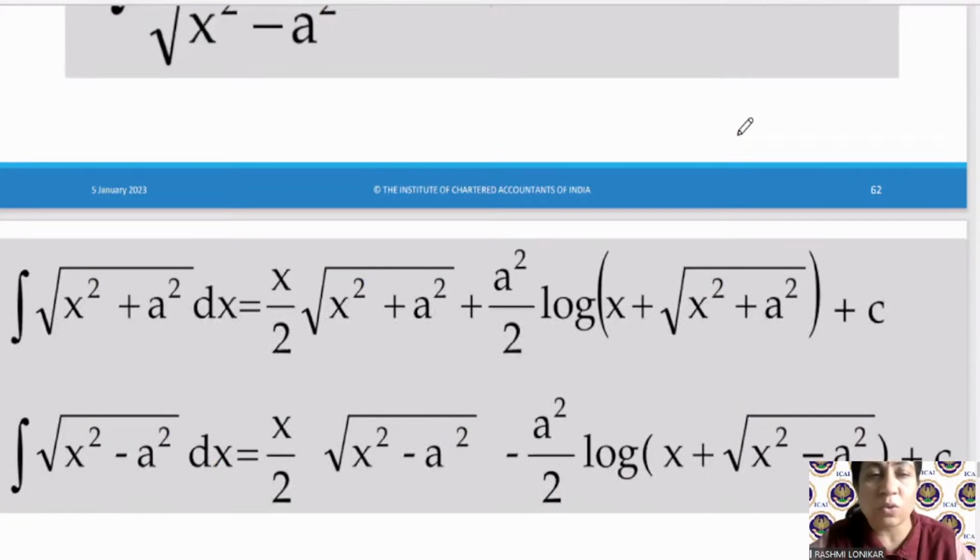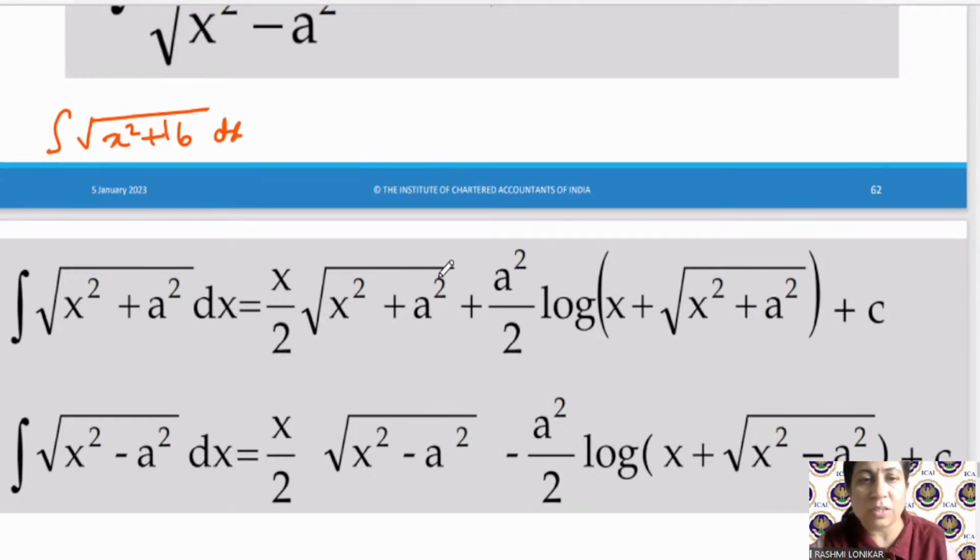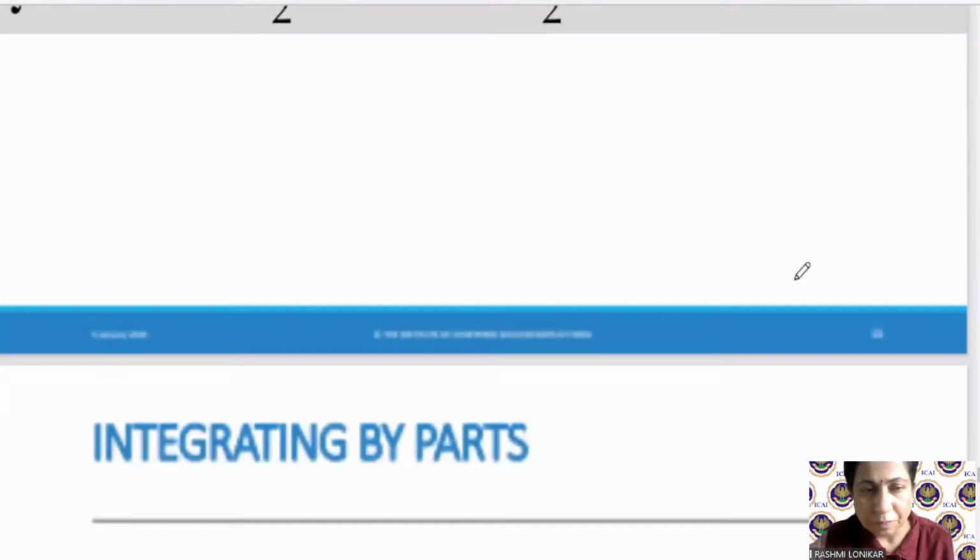For that you need to know the formula. Then you may have the integral of square root of x square plus a square. So you may have a question: find the integral of square root of x square plus 16 dx. In this case, you will write this formula: x upon 2 square root of x square plus a square, plus a square upon 2 log of x plus square root of x square plus a square.